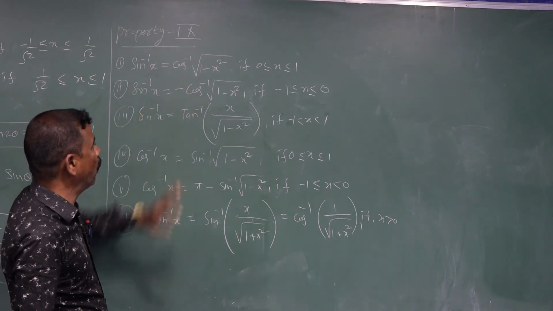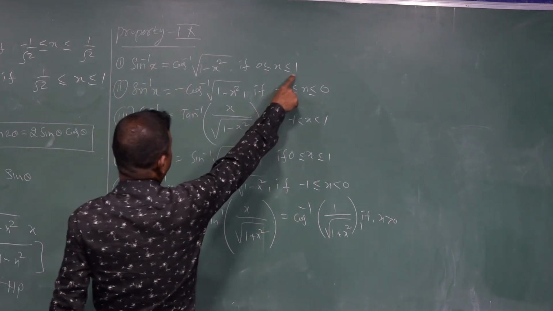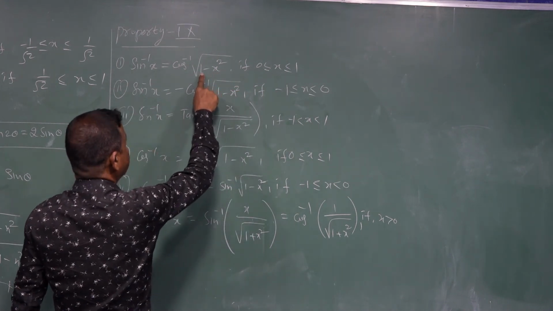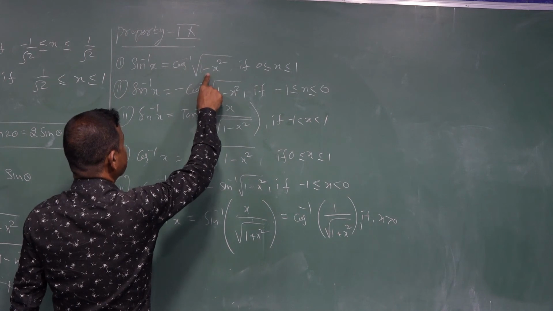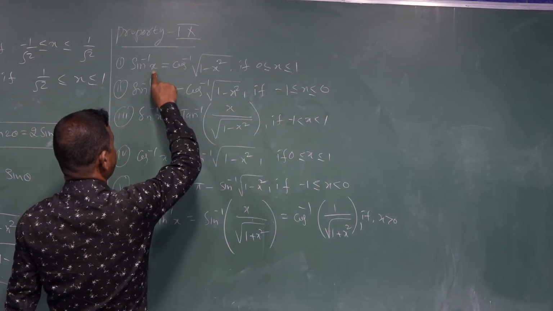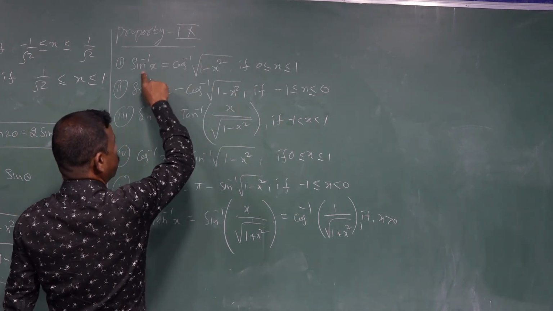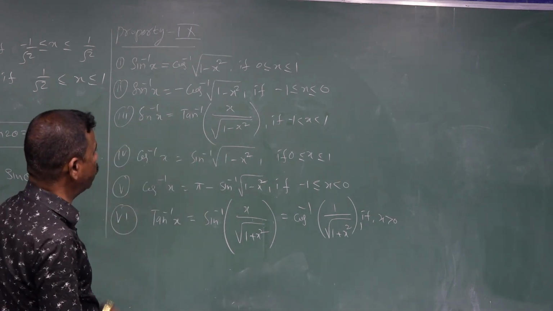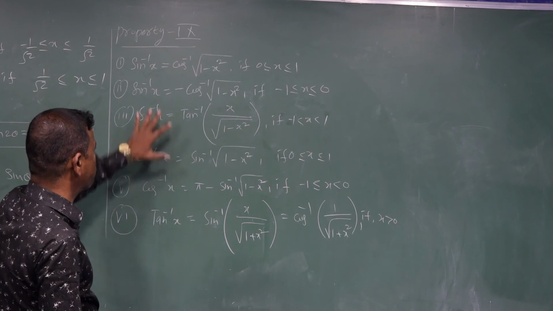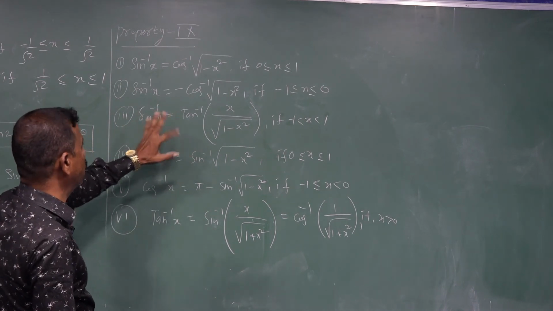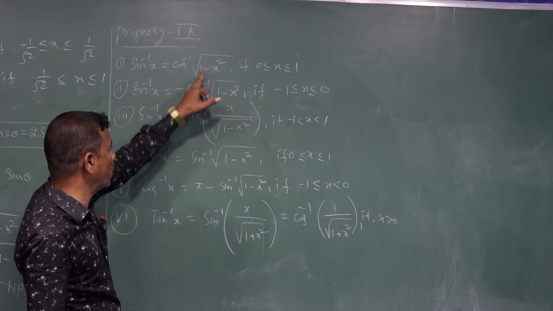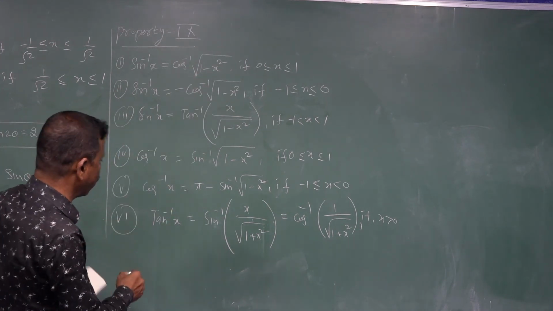Both are equal. Suppose you put here 1. 1 minus 1, 0. Cos inverse 0. Cos 90, 0. 90 degrees. Here also sin 90. Sin inverse of 1 is also 90. Both are equal. Here the checking method is: you take x values and substitute here, and see whether both are equal or not. So sin inverse x equals cos inverse of under root of 1 minus x square. Is it correct or not?